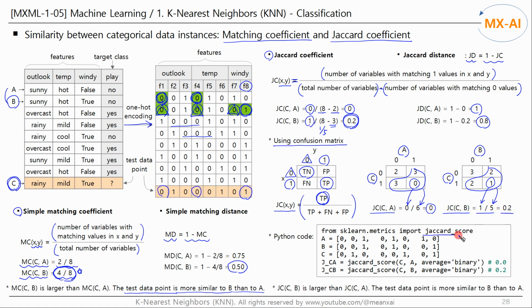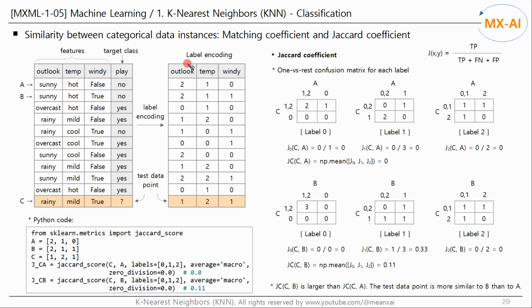Using scikit-learn's Jaccard score function, we can easily obtain the Jaccard coefficient as follows. You can get the same results as calculated by hand above. Next, let's compute the Jaccard coefficients for the label-encoded data. The Jaccard coefficient, like the matching coefficient, is also more suitable for binary data. However, the Jaccard coefficient can also be used for label-encoded data.